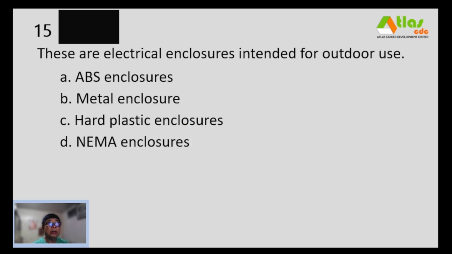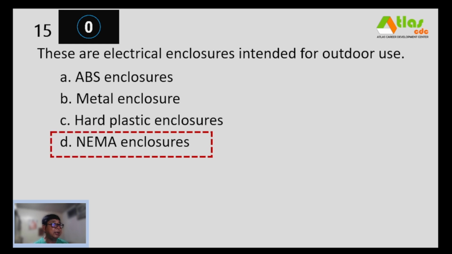And question number 15. These are electrical enclosures intended for outdoor use. A. ABS enclosures. B. Metal enclosure. C. Hard plastic enclosures. And letter D. NEMA enclosures. 10 seconds. And our correct answer is NEMA enclosures.